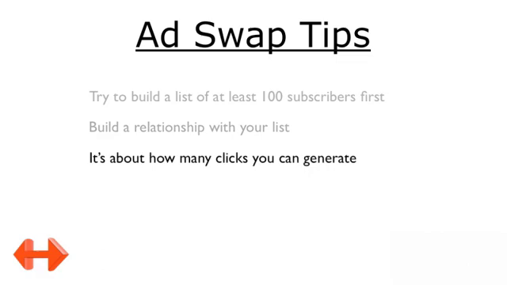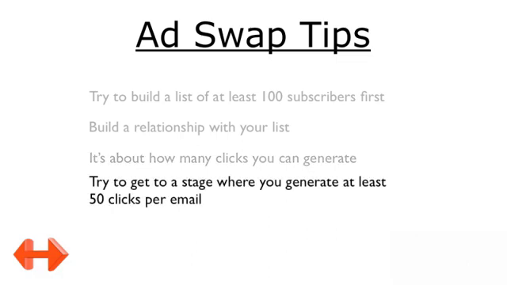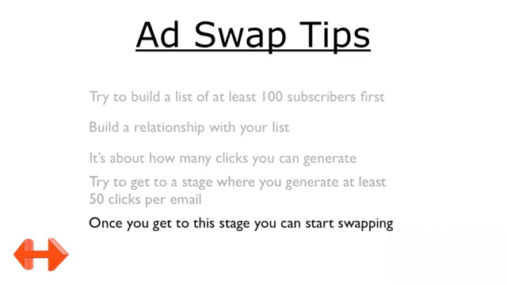Now remember, it's about how many clicks you can generate, not how many subscribers you have. So you want to get to a stage where, when you mail out, you're getting at least 50 clicks per email. When you can send an email and usually get around 50 clicks or more, that's when you are in a position to start swapping. So once you get to that stage, you can start swapping.